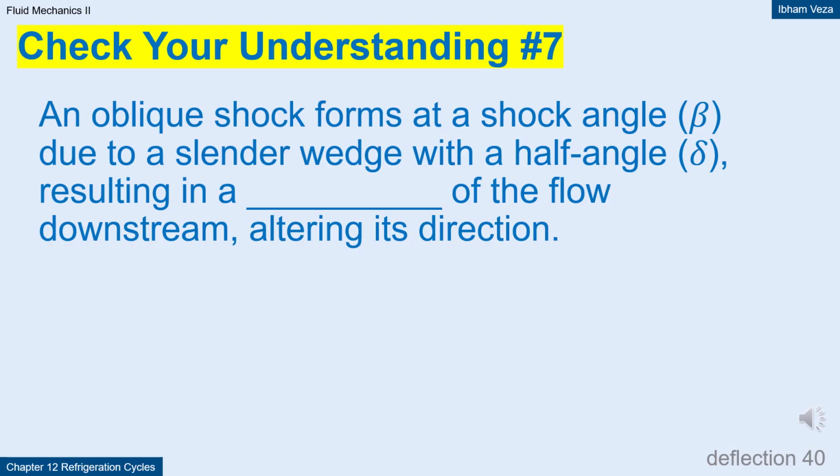An oblique shock forms at a shock angle beta due to a slender wedge with a half angle delta, resulting in a deflection of the flow downstream, altering its direction.